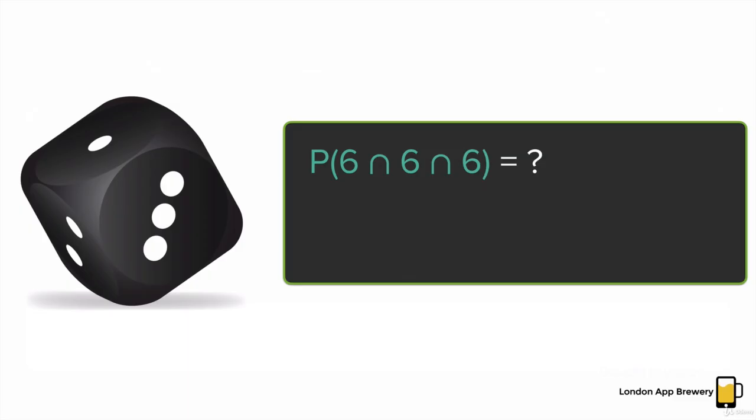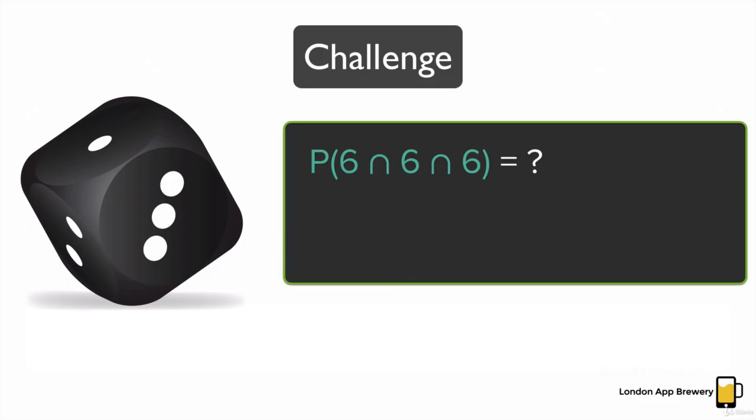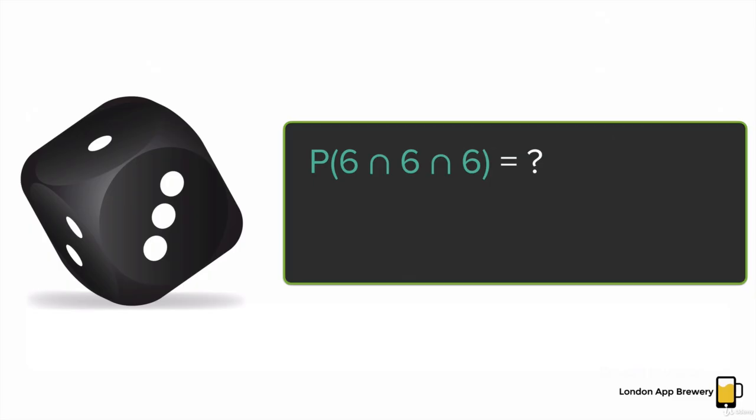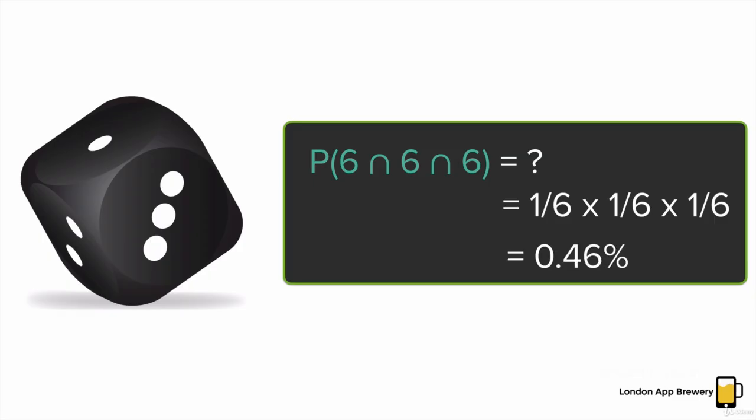Pause the video and, as a challenge, work out the probability of rolling a 6 on a dice like this 3 times in a row. Did you have a go? With a 6-sided die, you essentially have a 1 in 6 chance to roll any particular number. So rolling a 6 3 times in a row has a joint probability of 1/6 times 1/6 times 1/6. And that's equal to approximately 0.46%. So less than 0.5%.